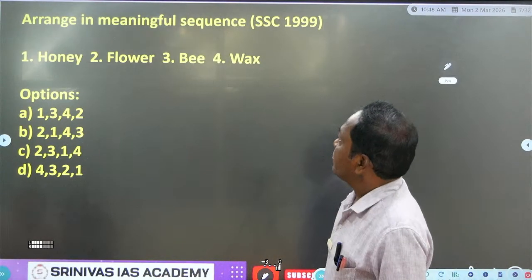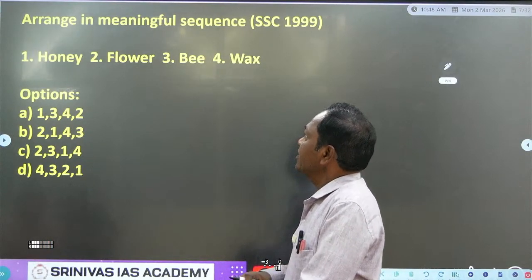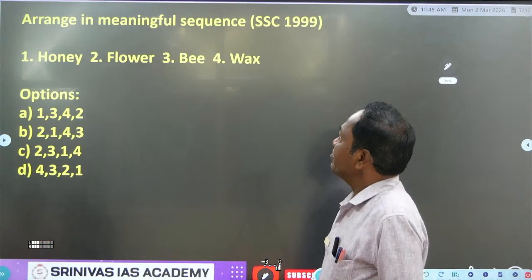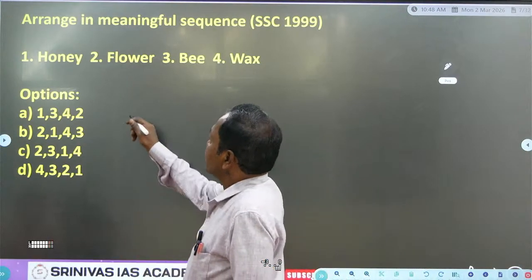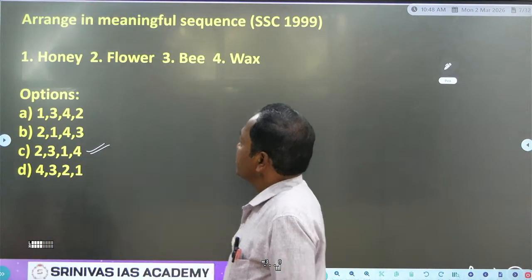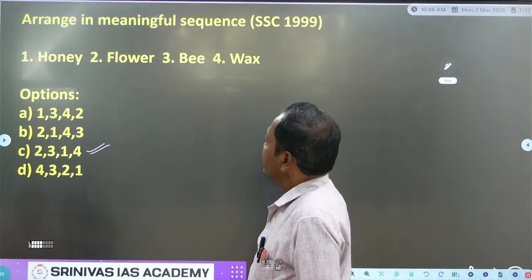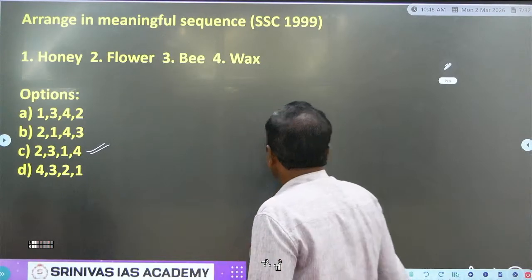Next, arrange in meaningful sequence: honey, flower, bee, wax. Wax is the last product. There is only one such item. Option C qualifies according to the rule. Flower, bee, honey, like that. Okay.